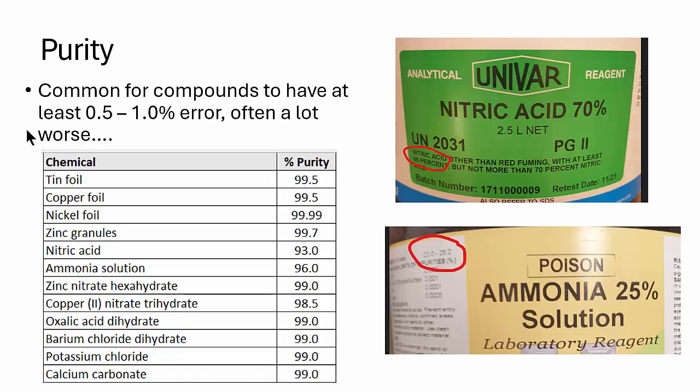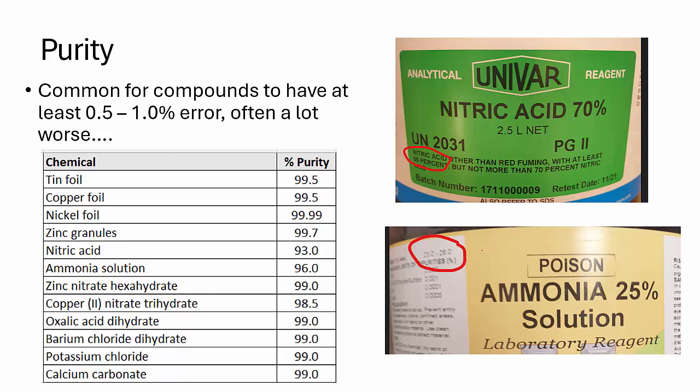If you want to get a really good handle on errors in your student experiment, it is a good idea to get a picture of the stock bottles. As you can see here from a survey, there is commonly about a 1% error. Sometimes it can be quite small, like 0.01, but that's quite rare. And sometimes it can be quite large. So you can see with the nitric acid, it is meant to be 70%, but it can be as low as 65%. So that works out to be about a 7% error.